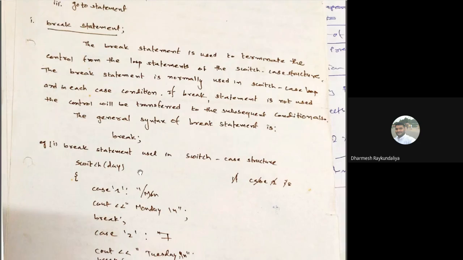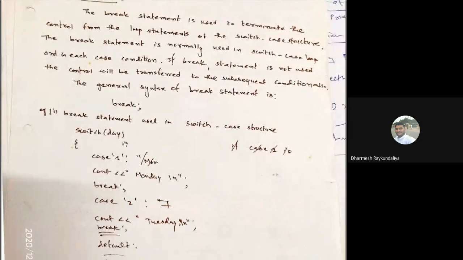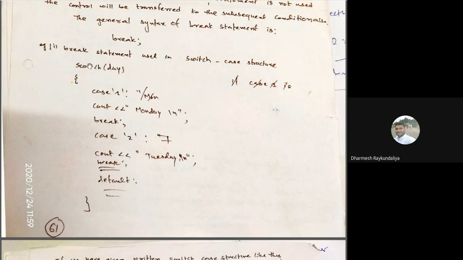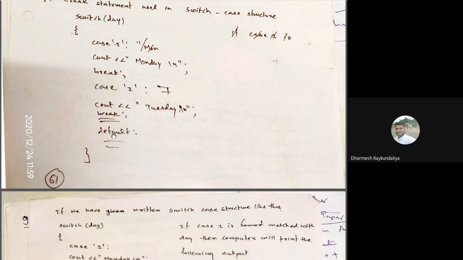For example, break statement used in a switch case structure. Suppose you have given the switch. Here, it is not necessary that you always give an integer. I can also declare it as a character, then I have to give the constant in single quotes. If you are giving day as an integer, then no single quote is needed. Switch day, 1 for Monday, 2 for Tuesday, and then break and then default. So likewise, you can use it, and we have seen that earlier.